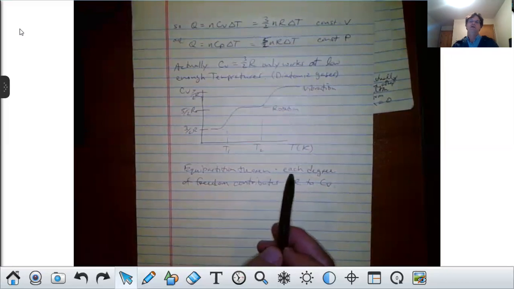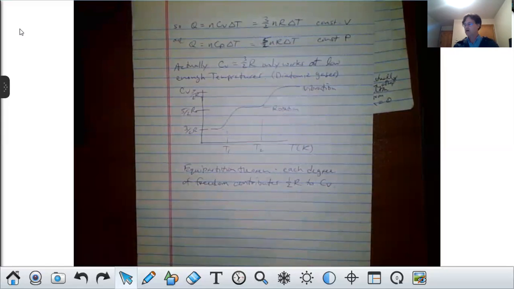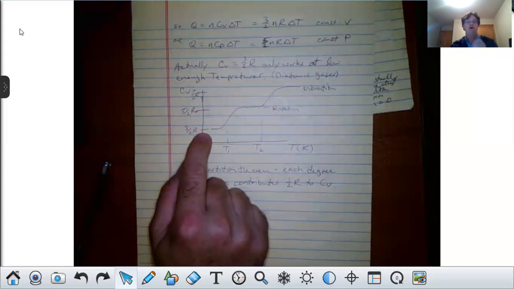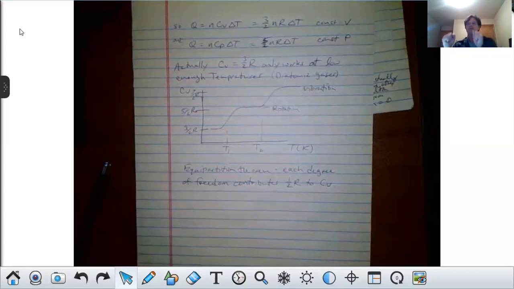But it does turn out, in a lot of cases, you can use what's called the equipartition theorem. For each degree of freedom, you get a 1/2 R contribution to the specific heat at constant volume. So what do I mean by that? If you're translating, you can move this way or that way. That's 3 degrees of freedom. And that's why you get 3/2 R if you're just translating.